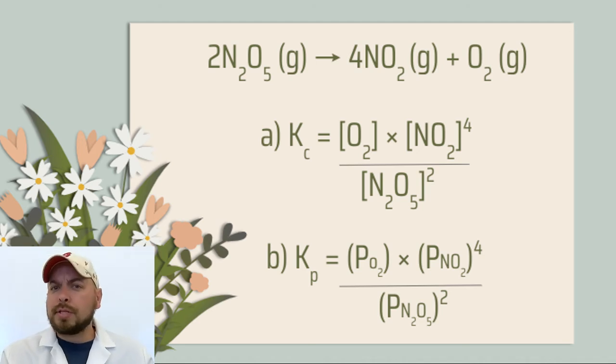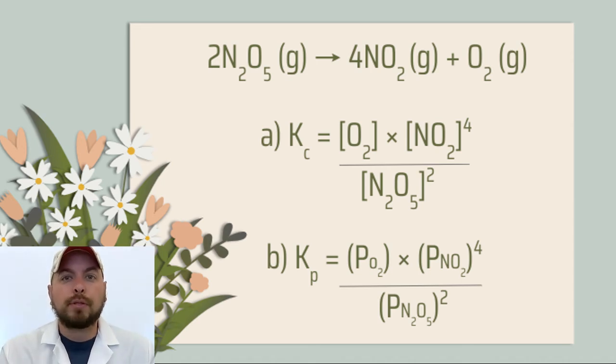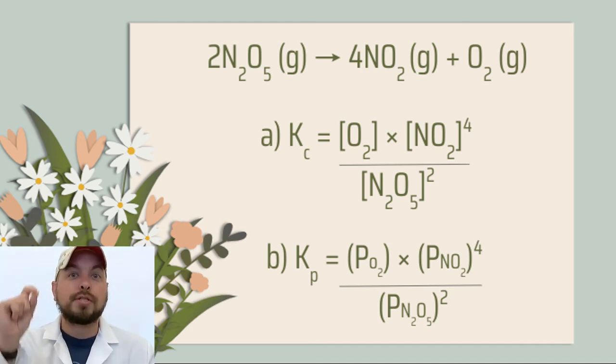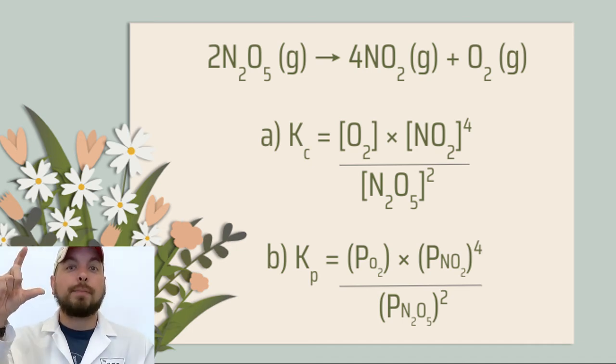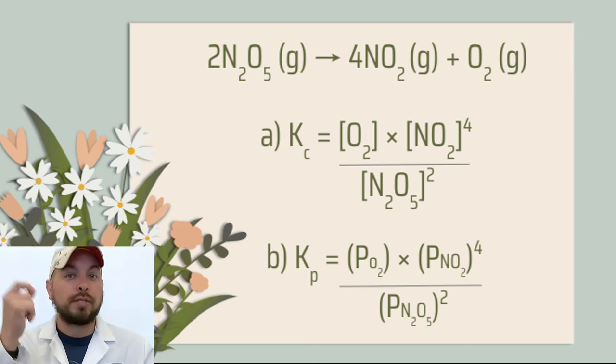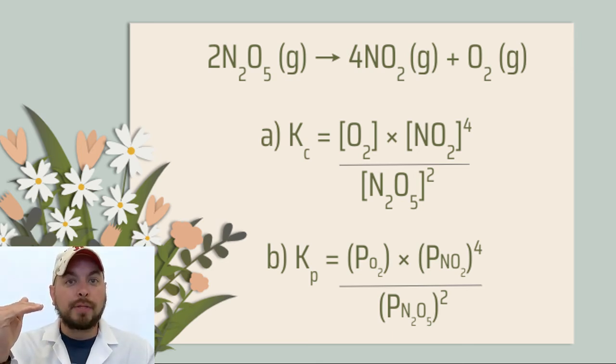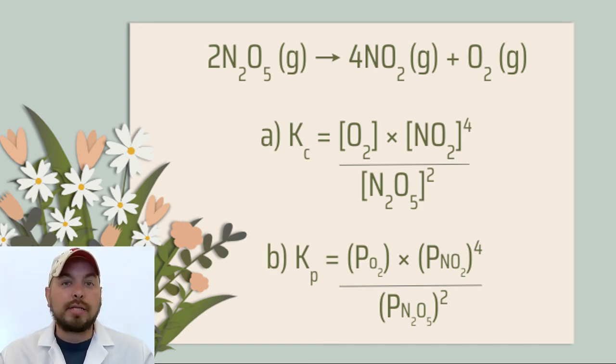Kp is largely the same, but with a little bit of difference in terms of the formatting. We need to replace those brackets with parentheses, and when we put the parentheses, we would say partial pressure as well. So it would be capital P sub NO2 raised to the 4th power times capital P sub O2 raised to the 1st power divided by capital P sub N2O5 all raised to the 2nd power. So that's how you would write a Kc and a Kp given a chemical equation like this.